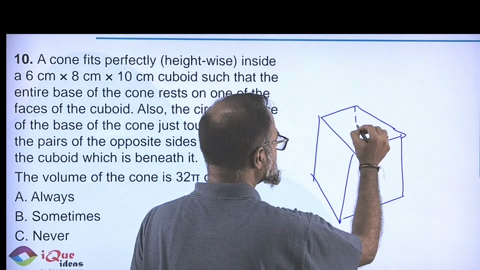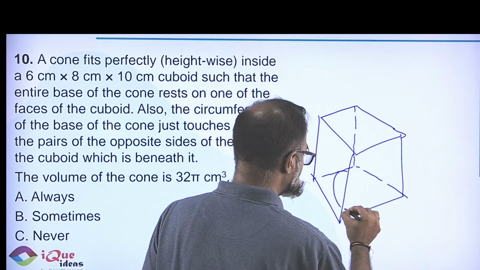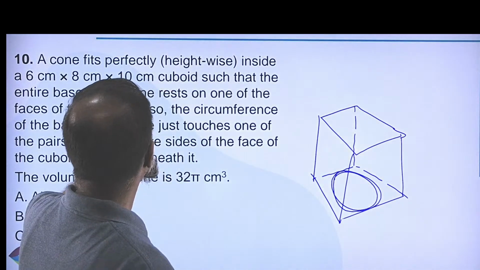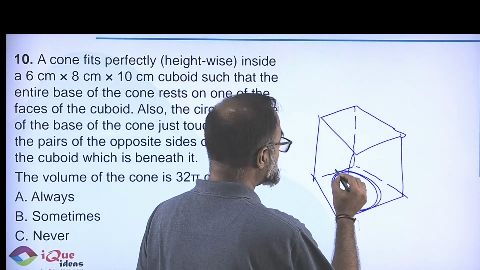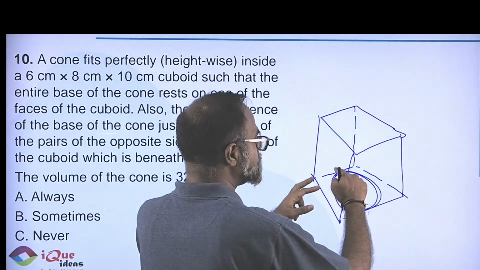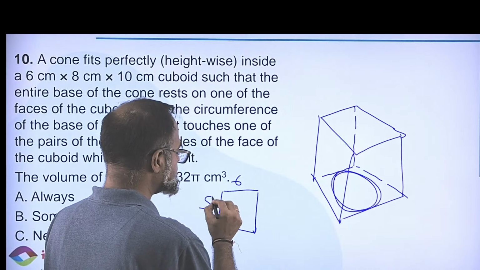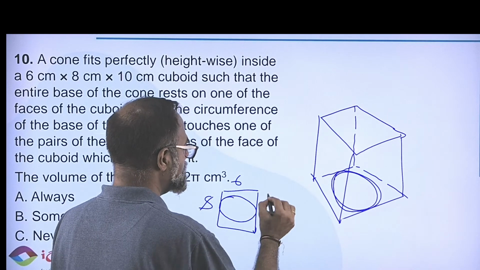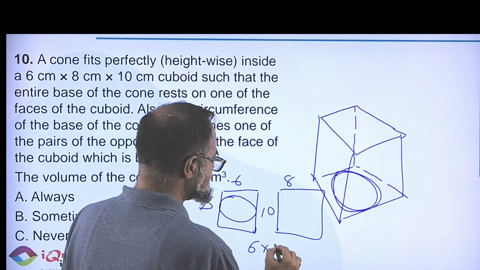So if I construct this as my thing, the base of the cone rests such that the circumference of the base just touches one of the pairs. So remember, because none of the two sides are the same, it is not going to touch all four sides. So either my base is, let us say, 6 by 8, in which case it is going to be something like this, or it is 8 by 10, right? Or it is going to be 6 by 10.